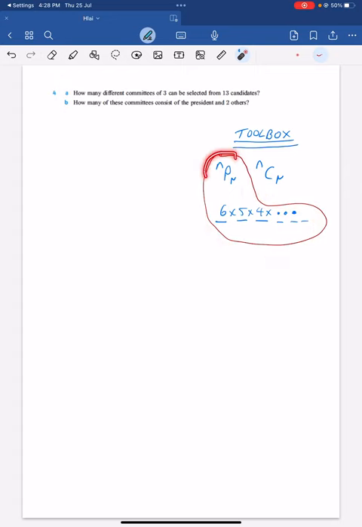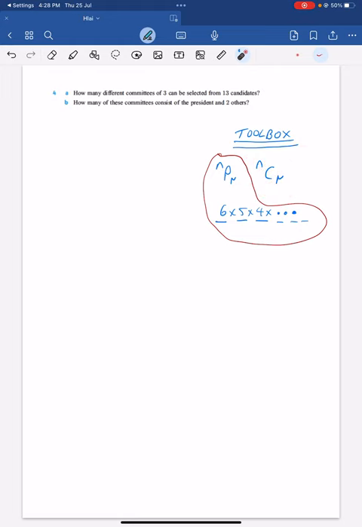All right, nPr is built in to the calculator, and that's the 6 times 5, etc., etc., right? And then nCr, choosing, or committees, right? The C helps you. This is combinations. Choosing your committees where order's not important. We just want a group of people.